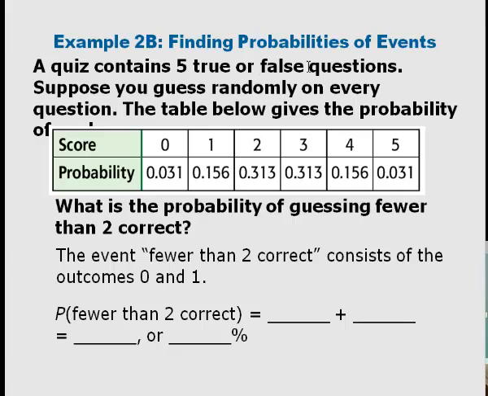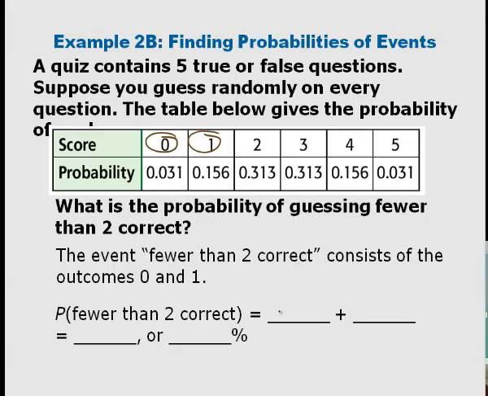This quiz contains 5 true or false questions. Same probability chart. In this case, we want to know what's the probability of guessing fewer than 2 correct. I'm going to give you a minute and see if you can do it. Probability fewer than 2 correct is going to equal which numbers? That is correct. So if you get fewer than 2, you're going to either get 0 correct or 1 correct.